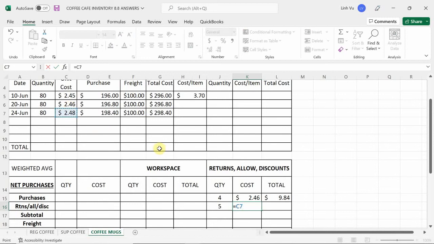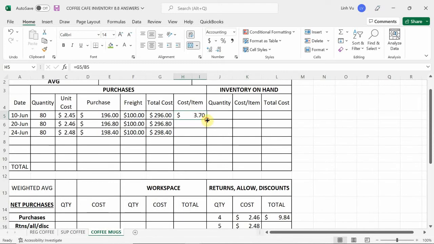Why can I not do the other number? Why can I not do my cost per item? The cost per item, because that comes from your first batch. No. Why can't I use my cost per item instead of $2.48? Because the cost per item would be your price. Our price for the mugs. No.